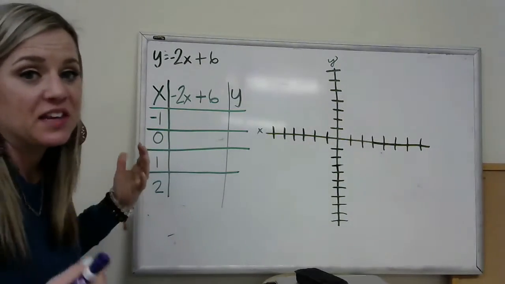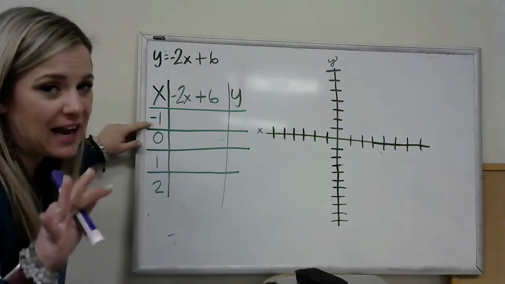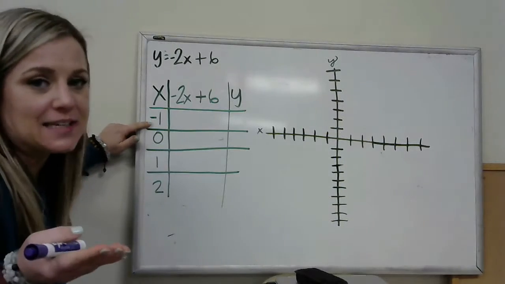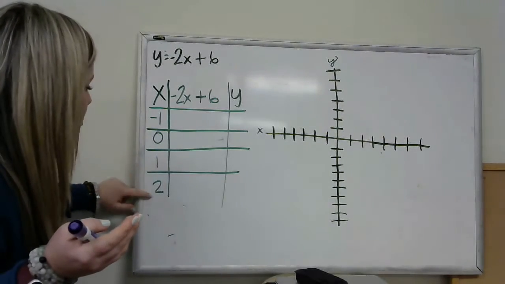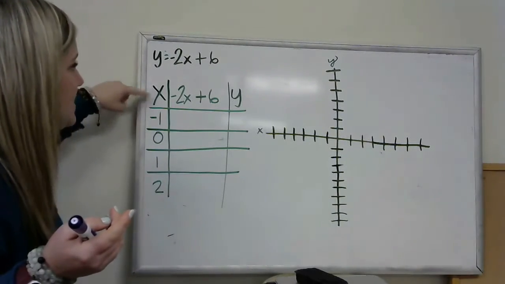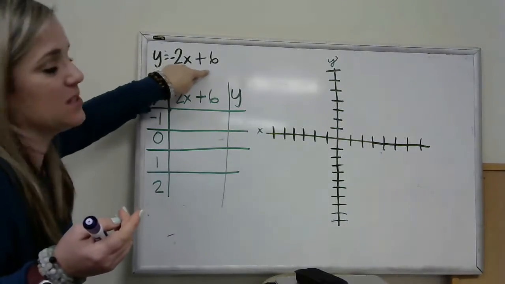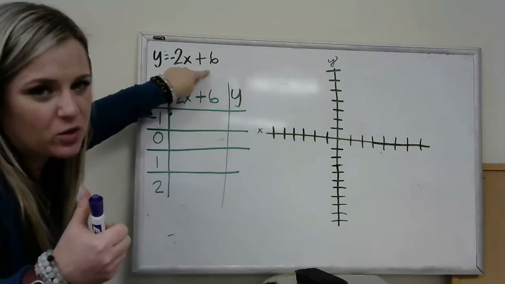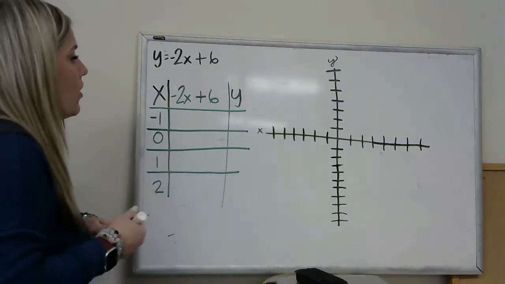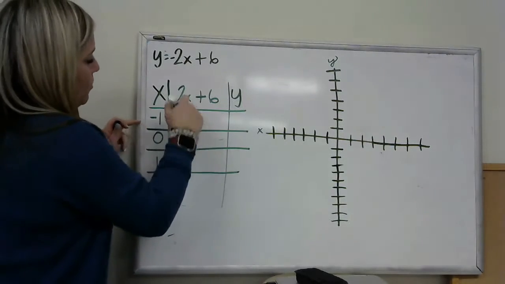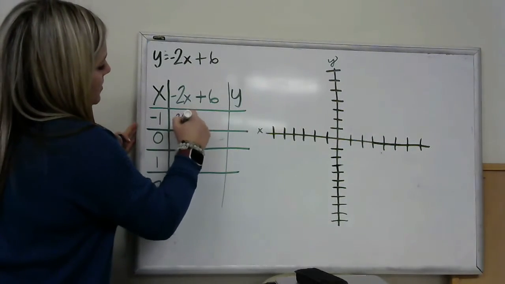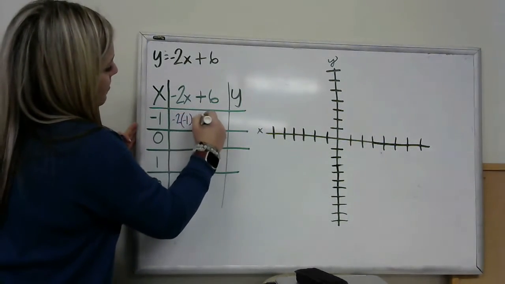Again, I went with easy. -1. You always want to kind of have a negative. It's just a good idea. 1, 0, 1, and 2. We're going to plug these in for x. This time it's -2 times x plus 6. So it's a little bit more difficult. It's like a step up. Okay, so we're going to plug in -1 right here. So we have -2 times -1 plus 6.